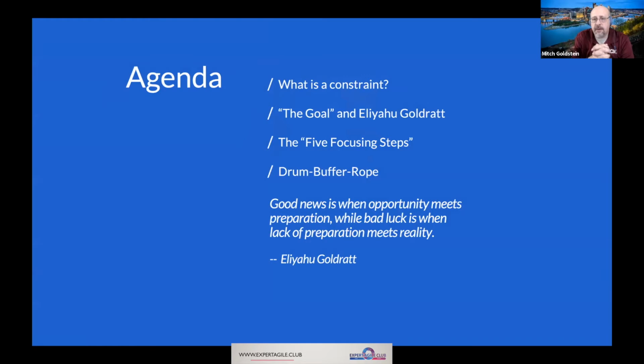We'll talk a little bit about the 5 focusing steps, and that's a thinking process for remediating constraints that we discover. We'll talk a little bit about the drum buffer rope paradigm, and this is a way of injecting change into your organization to diffuse and eliminate constraints. And then we're going to go through a few real-life concrete examples of how the theory of constraints is used and how it can help us.